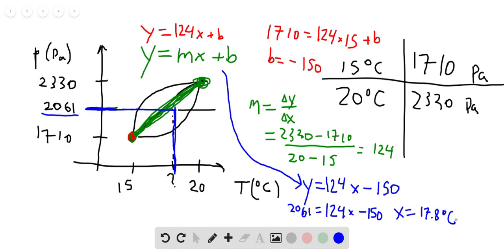So I think that's what they did. This would make the most sense to me, and we get an answer that is very close to what is in the manual. Actually, if we round this off, we can obtain 18 degrees Celsius.